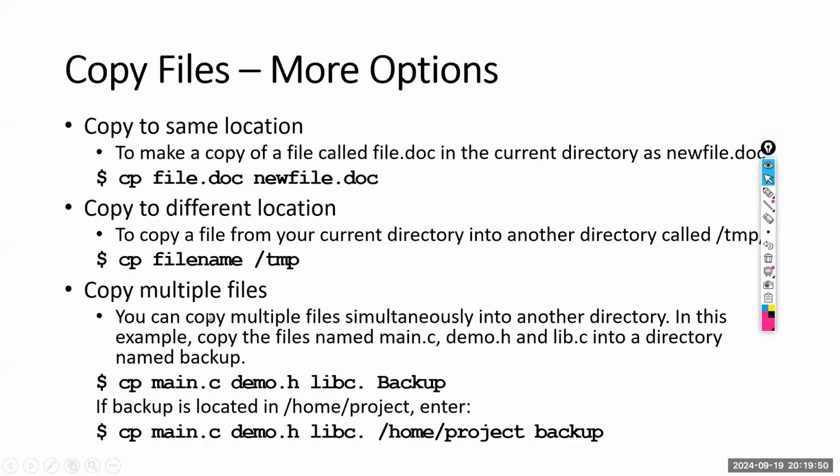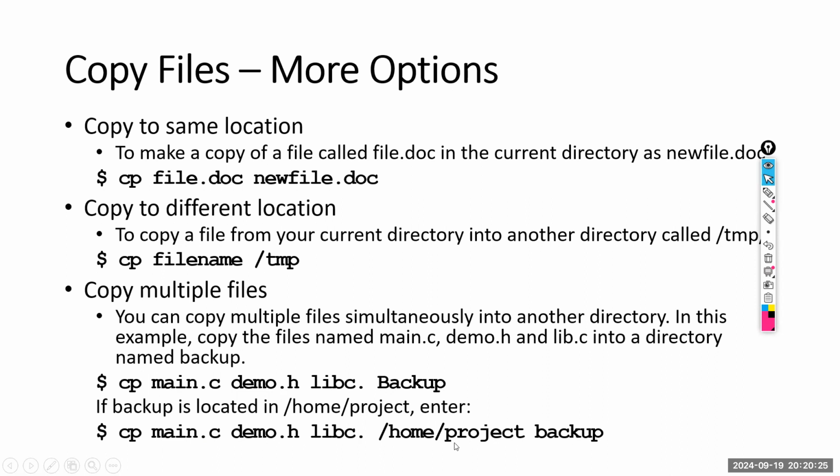So I have given you some examples. Okay, so this copies this file to this file in the same location, the current folder. Copy this file to the temp folder. So this is copying multiple files: copy these files to this folder. And this is the file main.c and demo.h from the current folder.